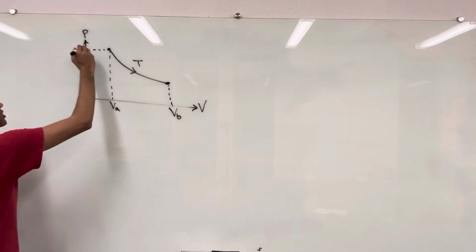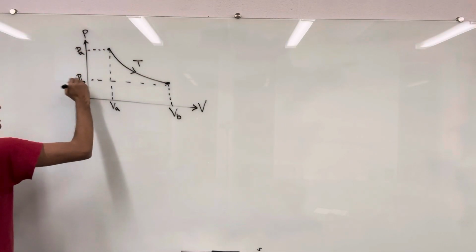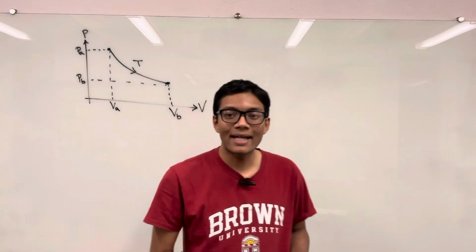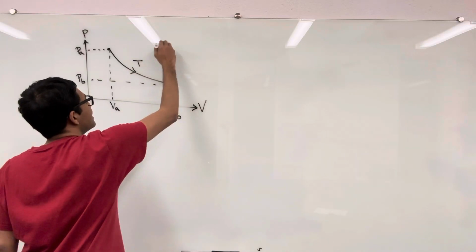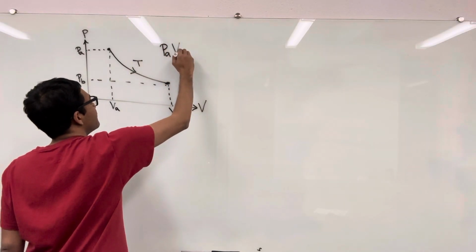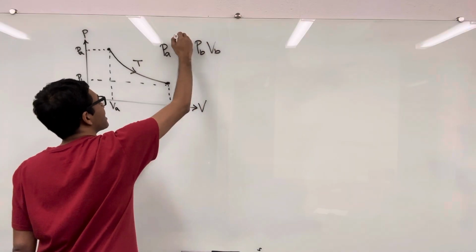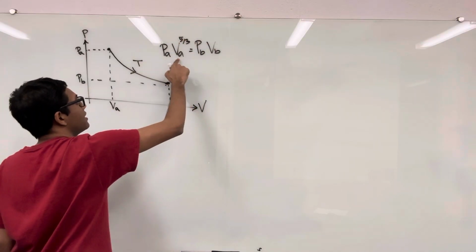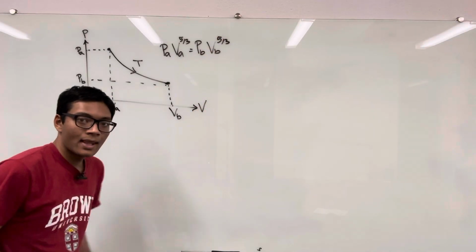And its original pressure is, let's say, PA. Its final pressure is, let's say, PB. And we're told that the ideal gas satisfies the following equation of state that links its initial pressure and volume, PA, VA, to its final pressure and volume, PB, VB, by the following power law. P V to the 5/3 is equal to PB VB to the 5/3.